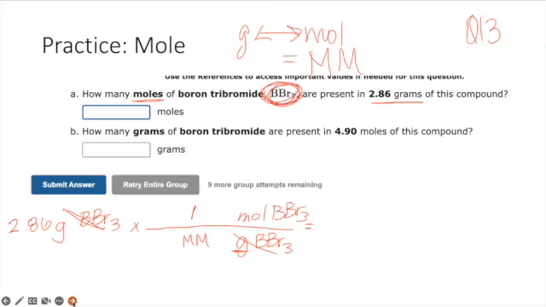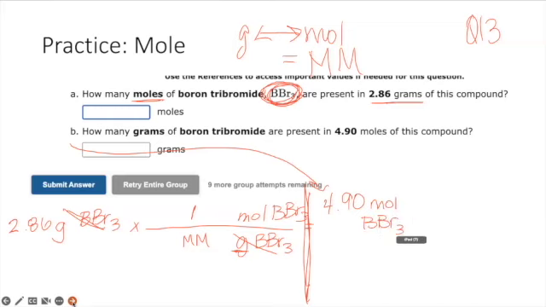So B is similar but going the opposite way. So 4.90 moles of BBr3, and we want to go to grams. So we want to get out of a compound on the bottom and into grams on top.